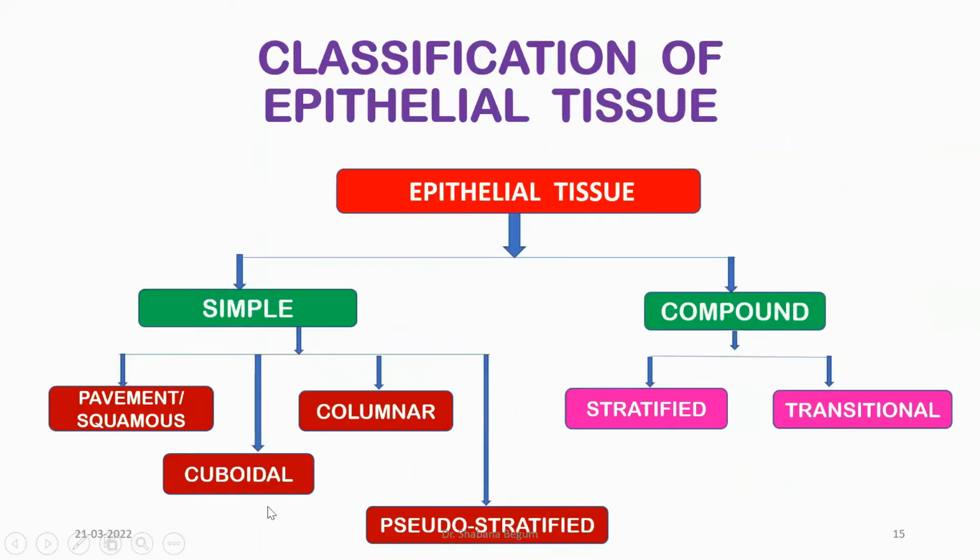So this is the classification of the epithelial tissue. It may be simple epithelium, consisting of a single layer of cells, or compound epithelium, consisting of more than one layer of cells resting on the basement membrane. Simple epithelium can further be classified as the squamous variety, the cuboidal epithelium, columnar epithelium, or the pseudostratified epithelium. Compound epithelium can be further classified as the stratified epithelium and the transitional epithelium.